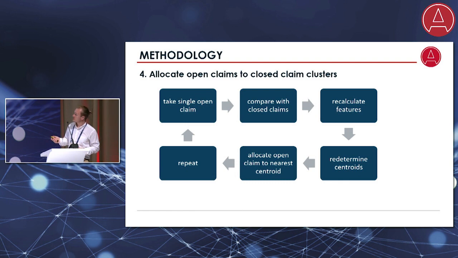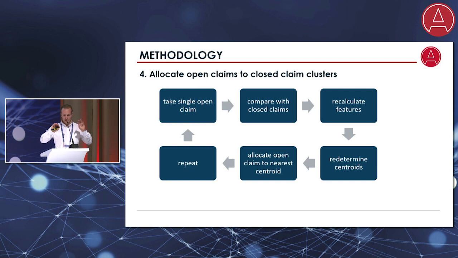So what the algorithm involves is you take a single open claim and compare it with the existing closed claims clusters, as I described in the previous slide. So if a claim is open for 17 days, you compare it against all the closed claims, also as at when they were open for 17 days. Then we recalculate the features. These features might be different to the features we introduced in our closed claims clustering process. There might be some more useful ones that we can now look at. We recalculate the features as at that point for all the closed claims clusters, and then we redetermine the centroids.